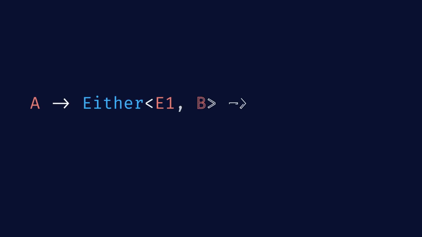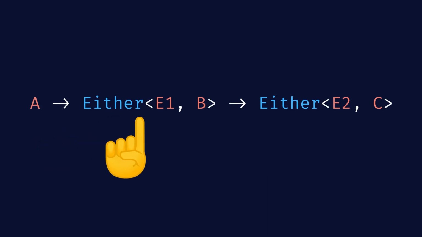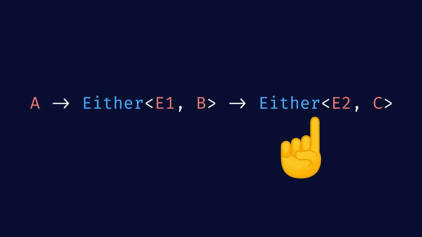Often, we need to execute a sequence of operations where each operation can fail. For example, if we have a value a, we might execute an operation that takes a and returns an either e1 or b. Then, if that was successful and we have a value b, we might execute another operation that takes b and returns an either e2 or c, and so on.